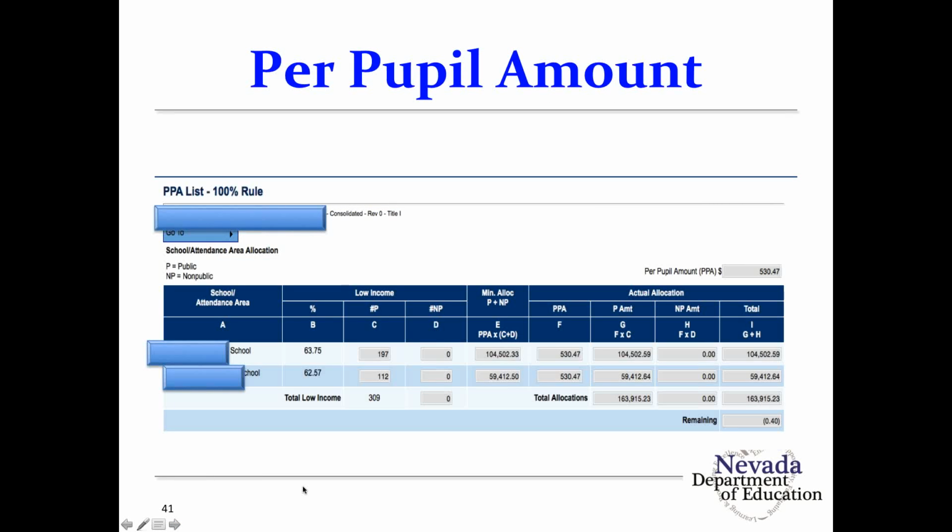Here's the per pupil amount. This is, I believe, one of the first tasks that you do on your side, determining the different per pupil allocations for each of the school sites. We're always trying to get the remaining field that you see at the bottom of that table to zero. Sometimes if it's a little bit off by a few cents, we'll say that's okay. But the per pupil amount, as you can see, the average for this would be $530.47.